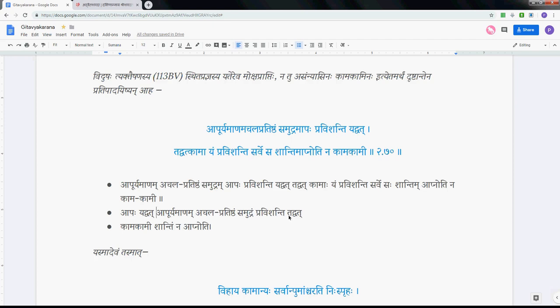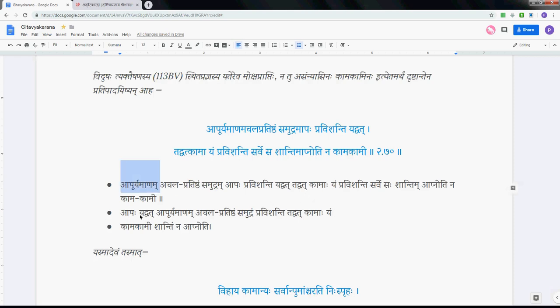Apuryamanam achala pratishtam samudram pravishanti tadvat kamaha. Kama, like rivers in the drishtanta. Kamaha yam pravishanti, yam samudram. Samudravat. So this yadvat you can take with each of these. Yat is here, apavat kamaha. So, how should you understand this yadvat tadvat? You say, apaha in the drishtanta, apaha yadvat, apavat kamaha, yam pravishanti. Kamaha, achala pratishtam samudram vat, yam pravishanti. So that is how you have to understand, taking yadvat and tadvat with each of these in the example and the exemplified.